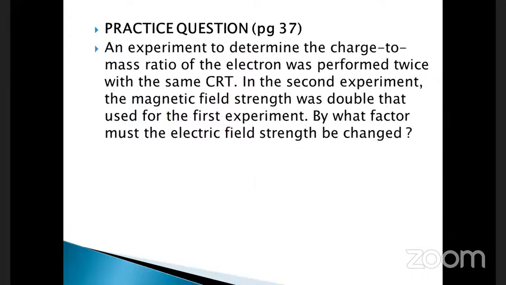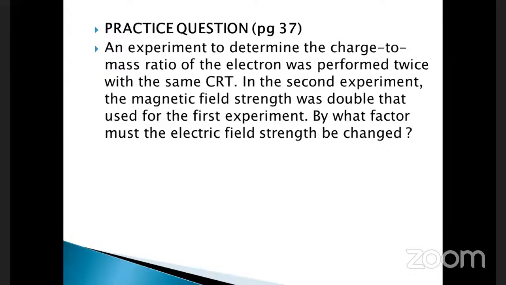So let's look at a practice question. You have this on page 37 of your Fundamental of Physical Chemistry. One of the questions there, let's solve it together. In this question, we are told that an experiment to determine the charge to mass ratio of the electron was performed twice with the same cathode ray tube. In the second experiment, the magnetic field strength was double that used for the first experiment. By what factor must the electric field strength be changed?